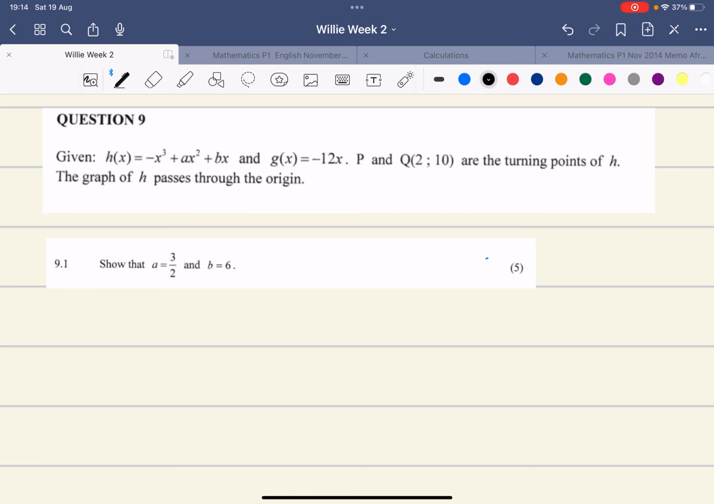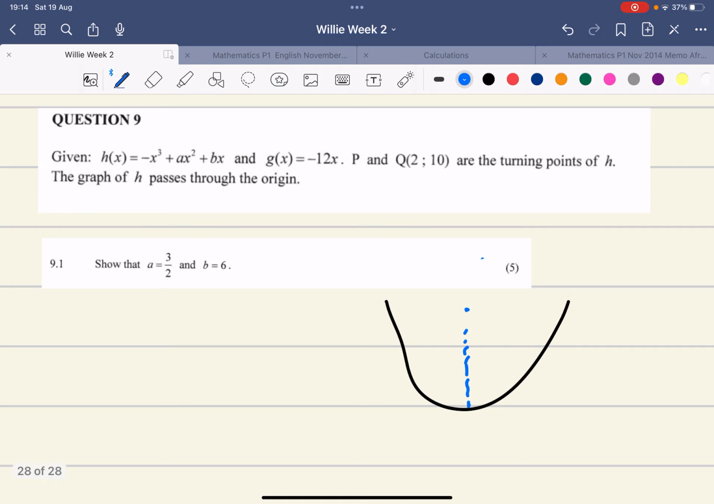Okay, so how are we going to do that? Well, we know that at a turning point, and this is just a generic graph, not necessarily this graph, I mean this is a parabola, but it's just to illustrate the point. At the turning point of a graph, if you were to draw a tangent to the turning point, its gradient is going to be 0, so the derivative is going to equal 0. So that means that at x equals 2, the derivative function is going to equal 0. So h prime of 2 is going to equal 0. Okay, so we know that.